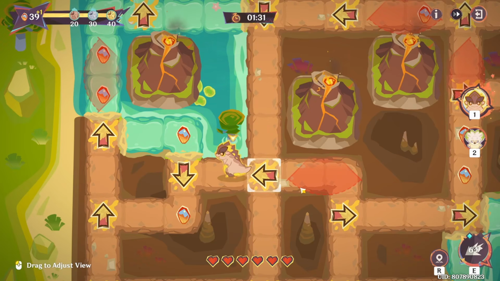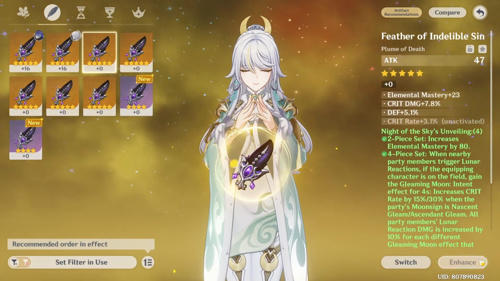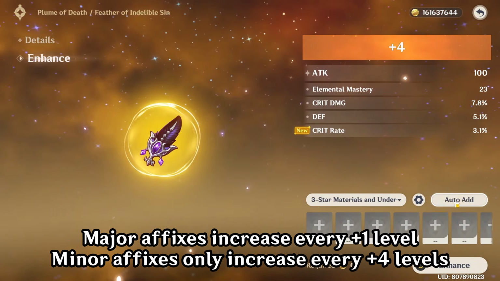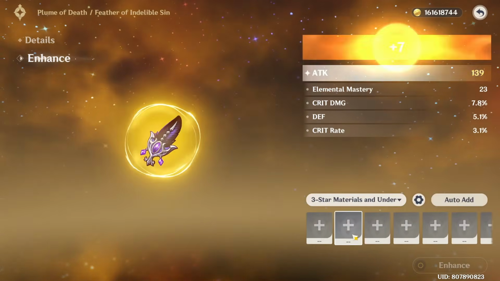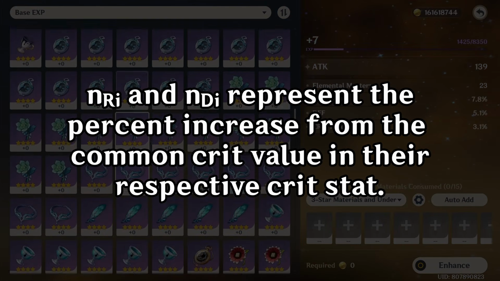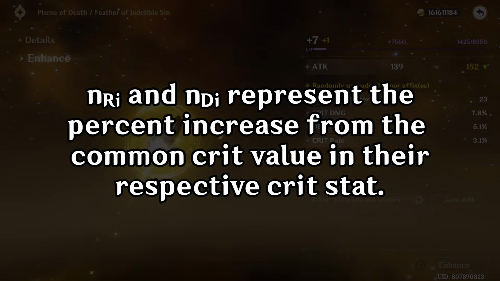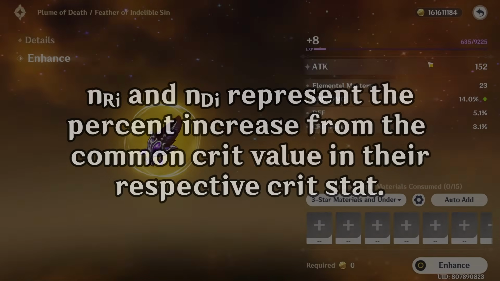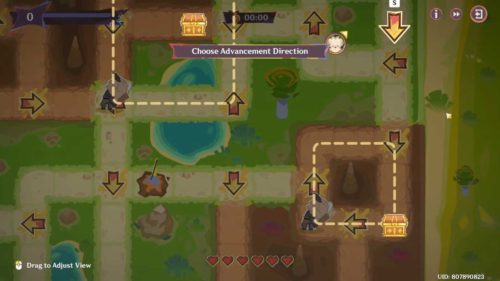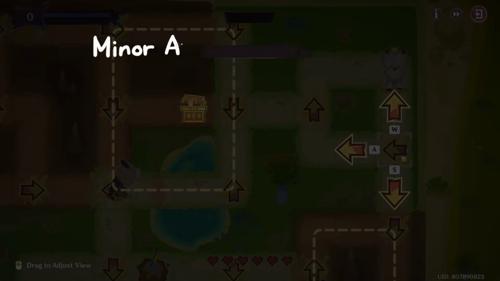To understand the multiplication factors, think of artifacts. When you level up an artifact, its major affix increases by a specific set amount. Each upgrade can essentially be considered as a certain percentage increase in the stat. The multiplication factor n is essentially just that, the percentage increase of an upgrade from the crit value. This doesn't just apply to the major affix, by the way, it applies to the minor affix too, and any other source of crit. Consider this example.